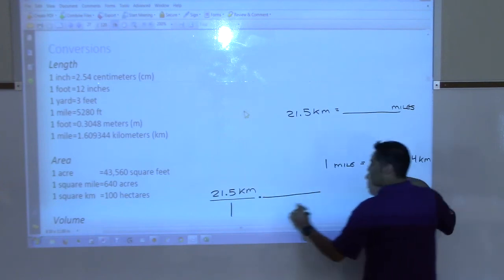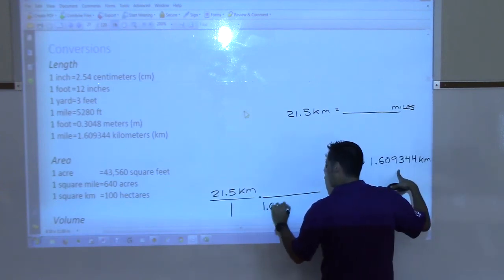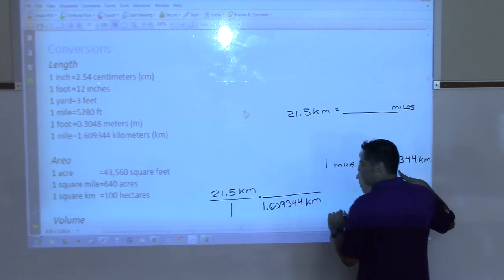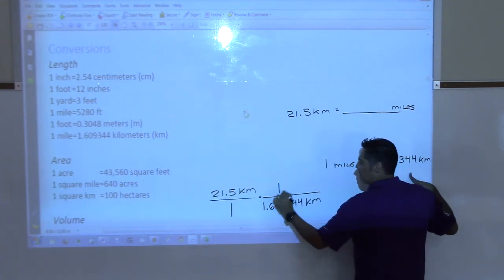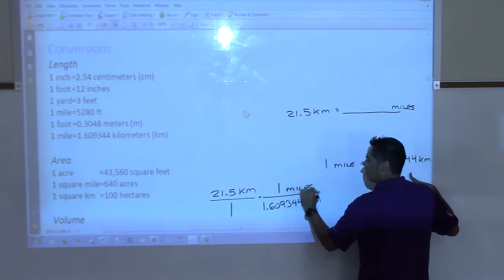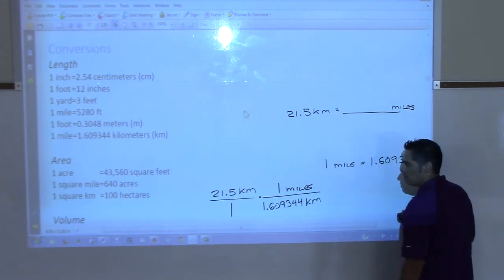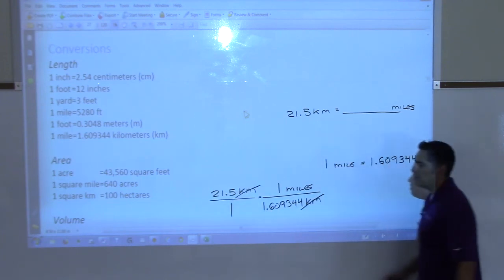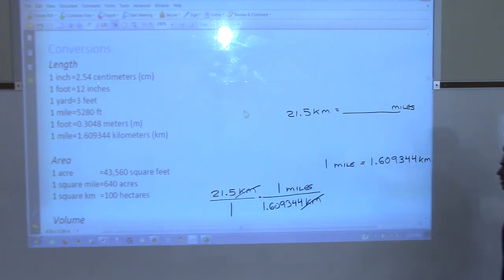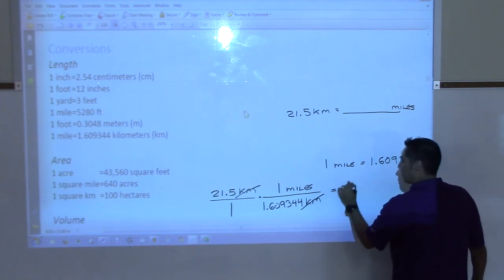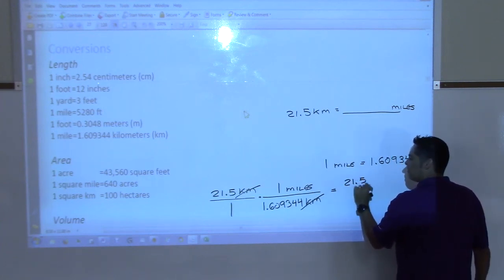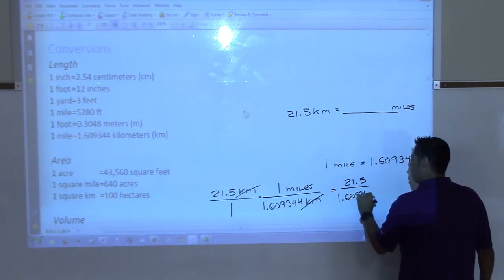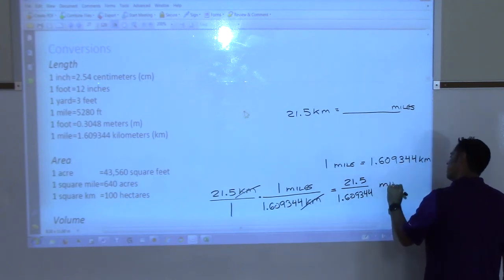On the bottom. So you put the 1.609344 kilometers on the bottom, and on top goes what? 1 mile, right? 1 mile. And there your kilometers will cancel, and then you just multiply straight across. But look at this one, you have to multiply across, which gives you 21.5, but you still have to divide by 1.609344, and this will be in miles.